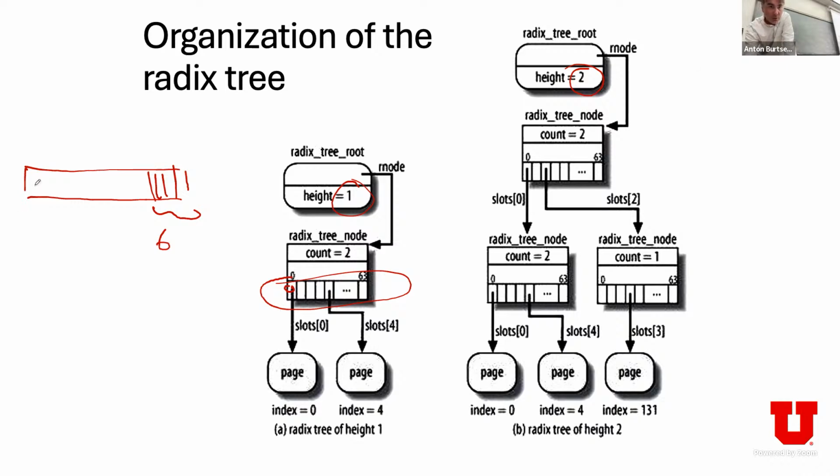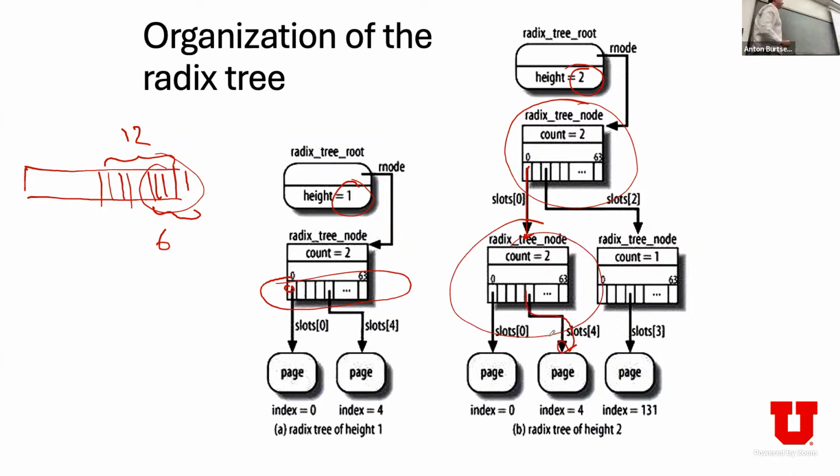If your height is 2, then it's 6 by 2, which is 12, and the lowest 12 address bits will decide the translation. The upper 6 will choose an element in this level of the tree, you descend down, and the lower 6 will choose the entry in the nested level of the tree, right?